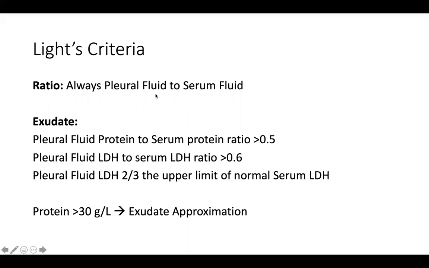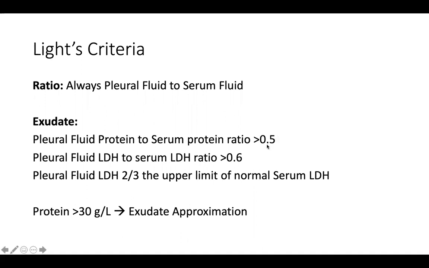So with Light's criteria, one thing to always remember is that the ratio is always pleural fluid to serum. You put what you're investigating first. We're investigating the pleural fluid, so that goes first in our ratio, and then we're comparing it to their blood to get an idea of how it compares: is it mainly water that's moving out, or are there proteins as well? So we talk about those ratios, and I talked about protein and LDH being really important.